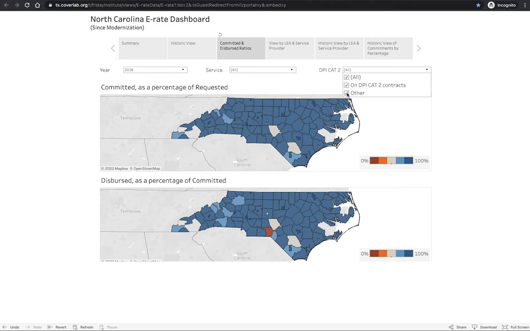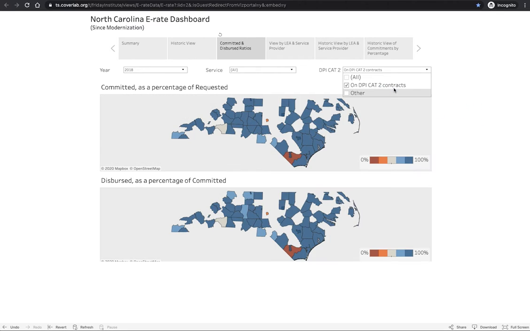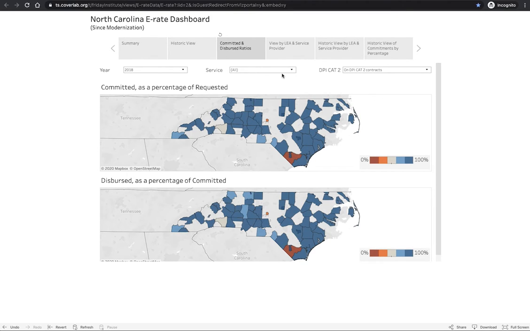And then the other thing we can do is look at category 2 contracts that are on the DPI contract, so category 2 requests that are on the state's contract. This is a nice filter. As I was saying before, if you use the state contracts, then you get 100% of everything paid for up to the per-student limit. So we'll go to 2015 because that was the first year of that program.